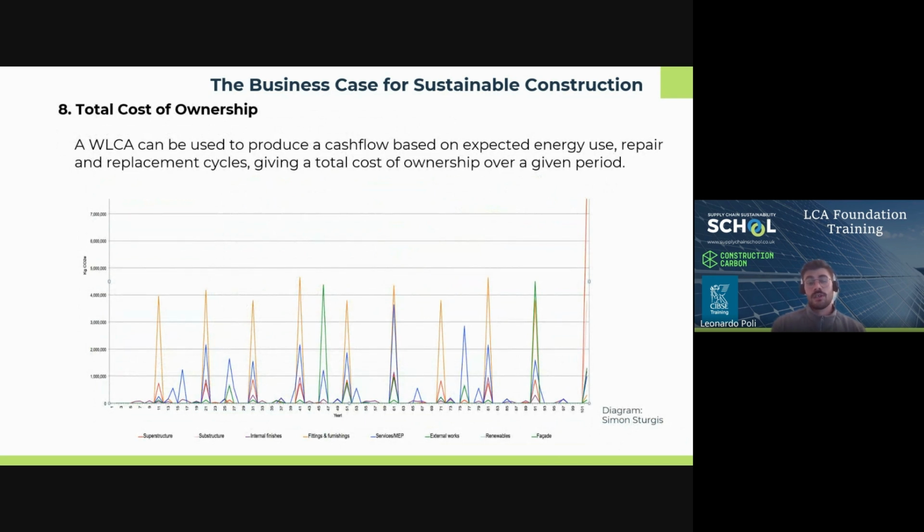Total cost of ownership. A whole life carbon assessment can be used to produce cash flow based on expected energy use, repair, and replacement cycles, given a total cost of ownership over a given period. Having a detailed understanding of maintenance and, in particular, replacement cycles can be very beneficial to understanding and minimizing future cash flow.